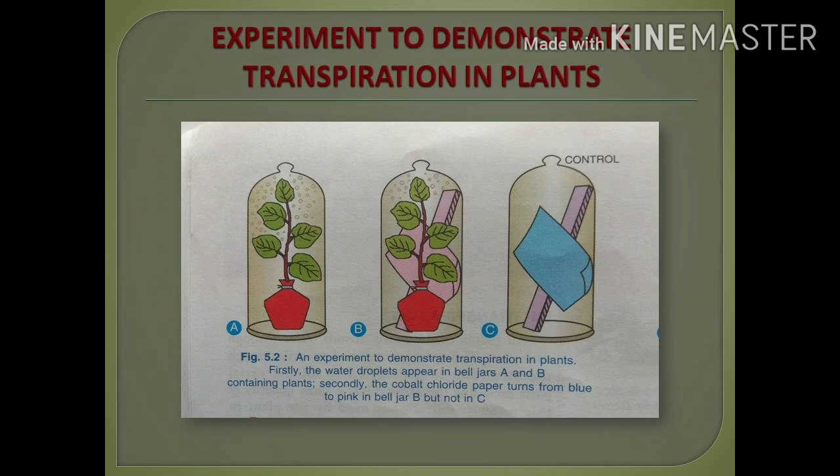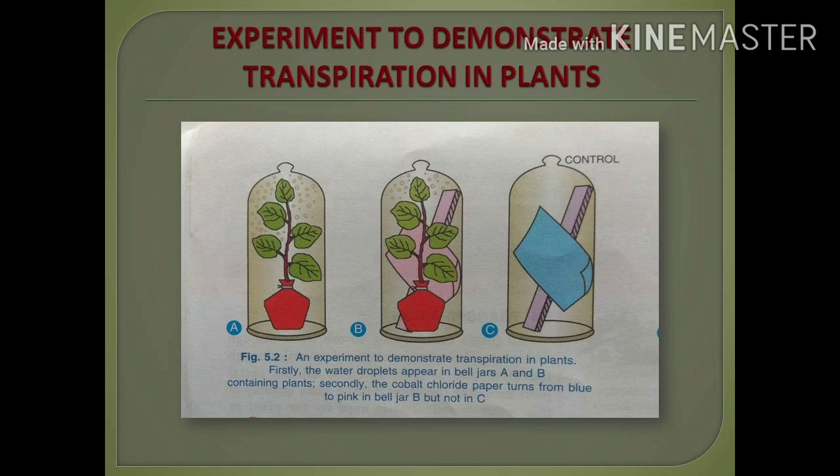And you can keep them in the sunlight for an hour or half an hour. After half an hour, you can observe these three bell jars. The A bell jar would show the water vapor condensing on its inner wall. On the inner wall of the bell jar, we can see the water vapors.